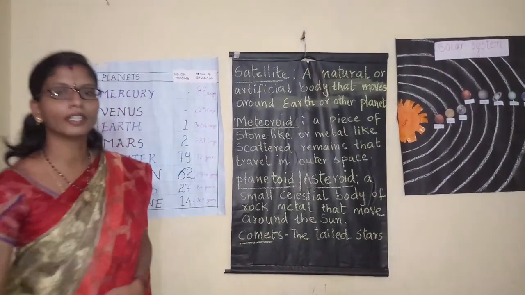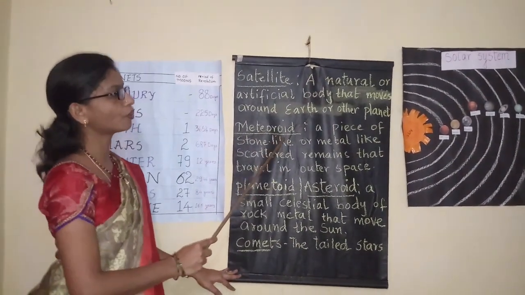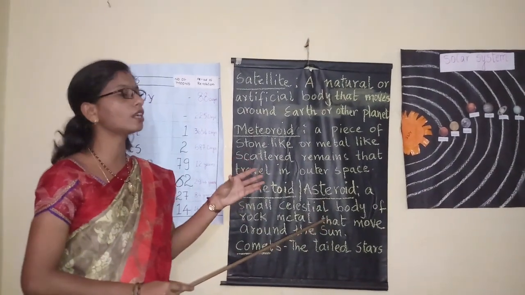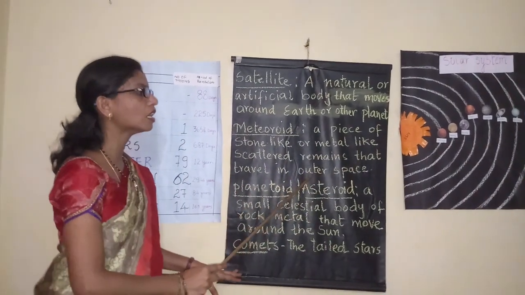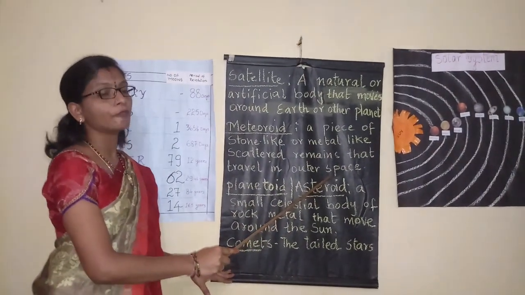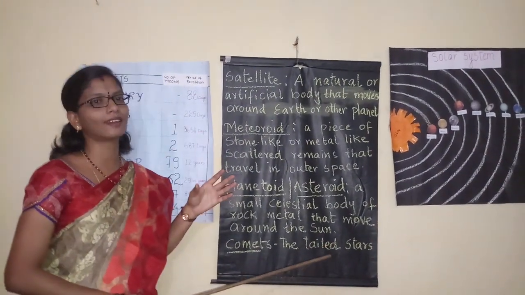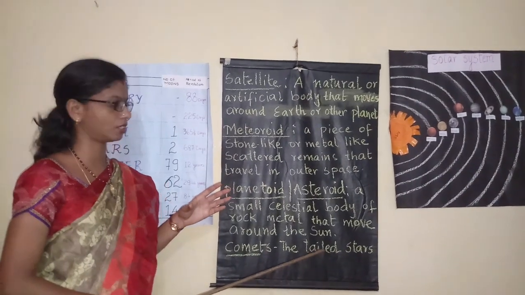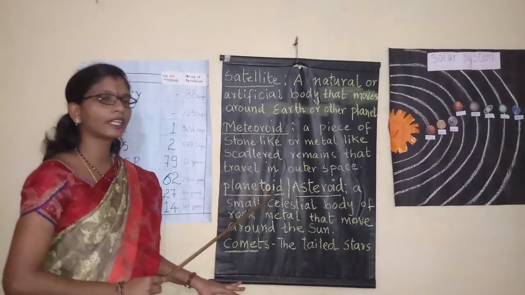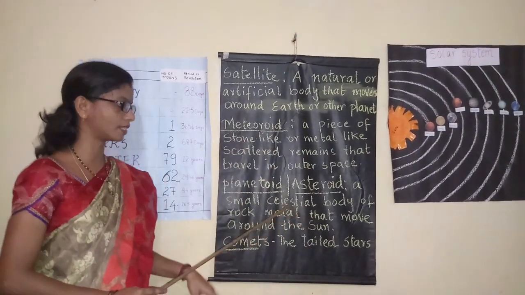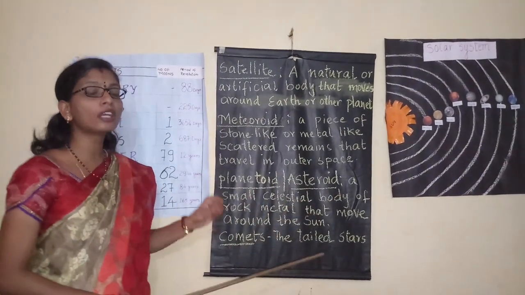And today we are going to learn about one more term, which is meteoroid. This meteoroid is a piece of stone-like or metal-like scattered remain that travels in the outer space. We see, children, the falling stars in the space. Those falling stars are known as the meteors. And planetoids. This meteoroid, satellite, planetoid, all are the members of the solar system. The planetoid is also known as asteroid, and it is a small celestial body.